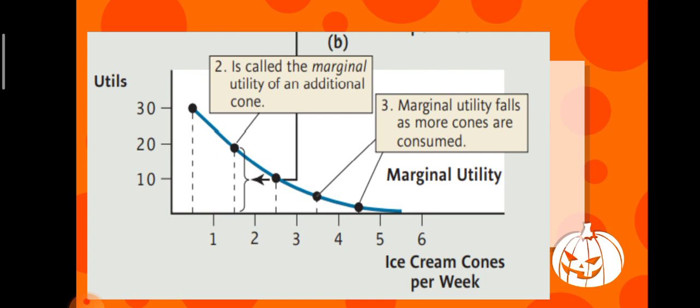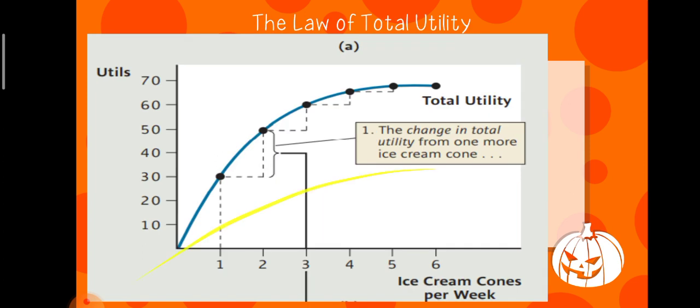Although Lisa's total utility increases every time she consumes more ice cream, the additional utility she derives from each successive cone gets smaller and smaller as she gets more cones. Now, we call the change in utility derived from consuming an additional unit of a good the marginal utility of that additional unit. So, look here, from 30, it goes the opposite way.